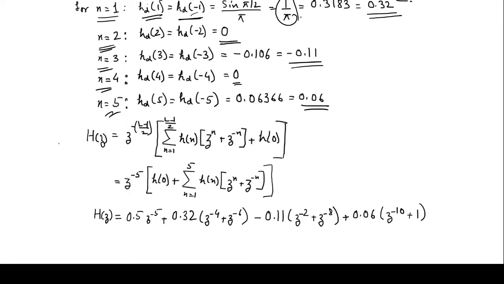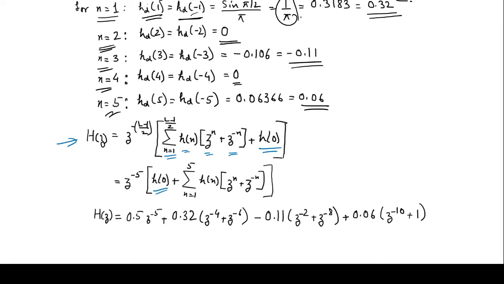So this is the thing, H(z) is equal to z to the power minus (L minus 1)/2, okay. Then summation of n equals 1 to (L minus 1)/2 of h(n) multiplied by (z^n plus z^-n), and then separately we are having h(0), okay. So if you see z to the power minus 5 multiplied by h(0), it comes to the middle point, okay.